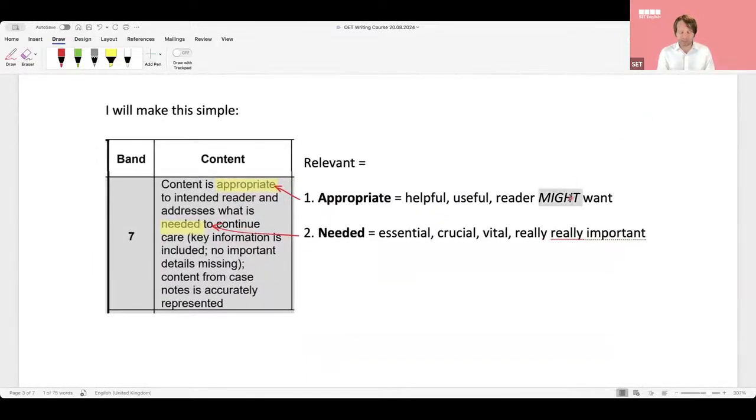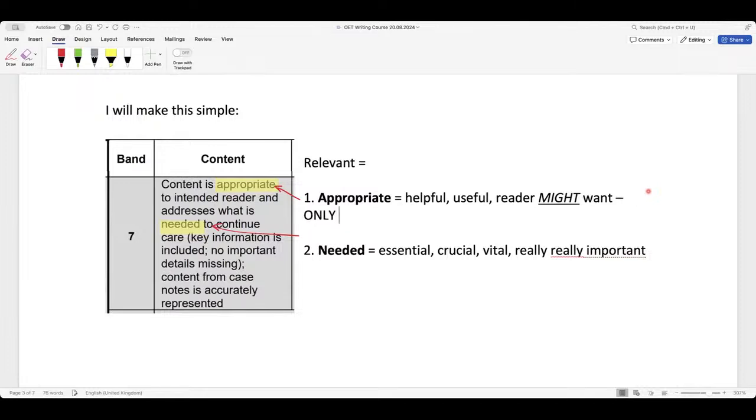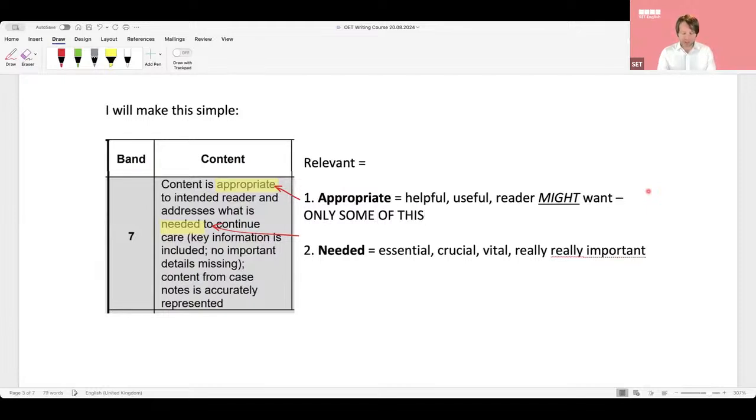Do I need to have all of this appropriate case notes? No. Only some of this is in the letter, okay? Only some. You don't need all of this. You don't have time for every single piece of maybe needed information. You don't have time. What about needed though?